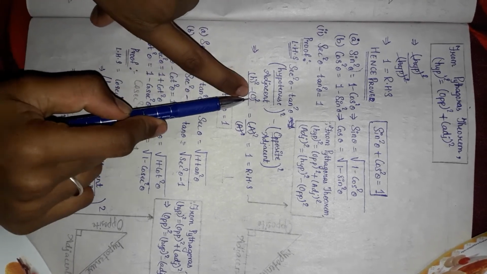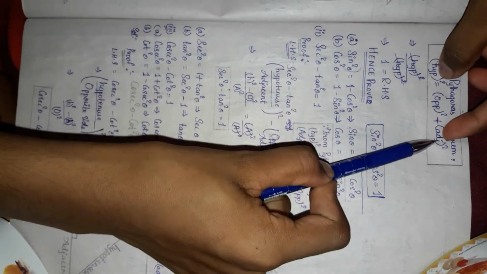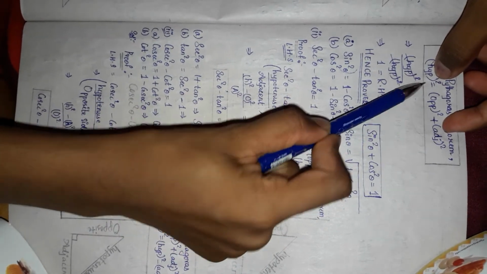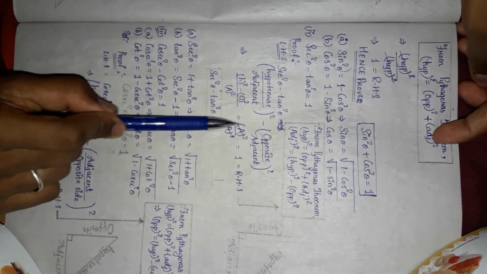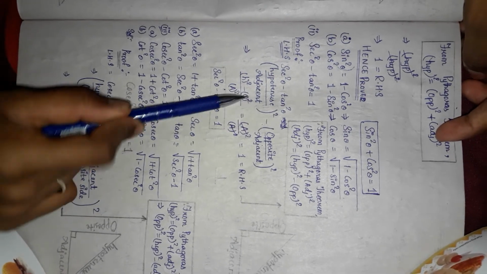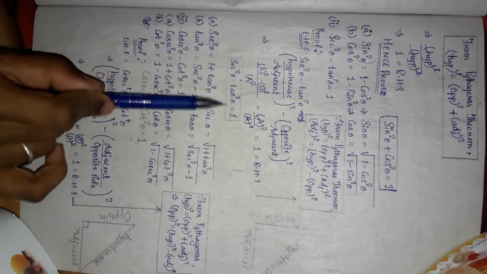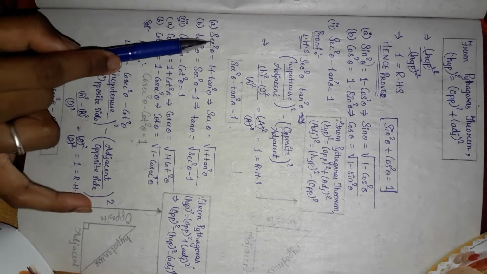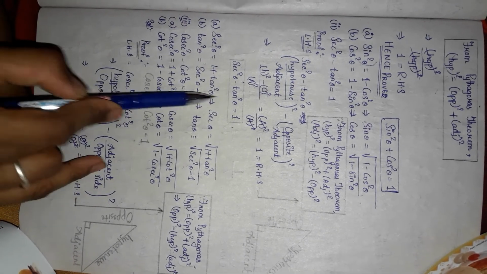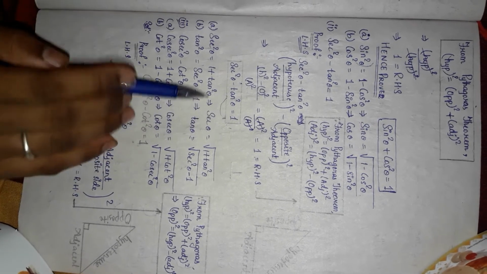Hypotenuse square minus opposite square is adjacent square, because by the Pythagoras formula, hypotenuse square is equal to opposite square plus adjacent square, so the opposite square is sent to the left side, and hypotenuse square minus opposite square is adjacent square. That's why I have taken adjacent square. Adjacent square by adjacent square is equal to 1, that is LHS is equal to RHS. Sec square theta minus tan square theta is equal to 1 is proved. Next, this formula can be written as sec square theta is equal to 1 plus tan square theta, because minus tan square theta is sent to the right hand side.